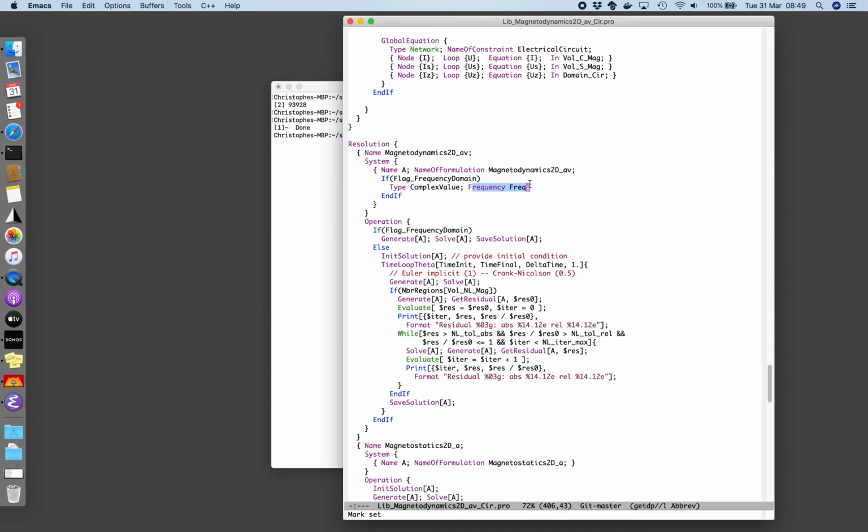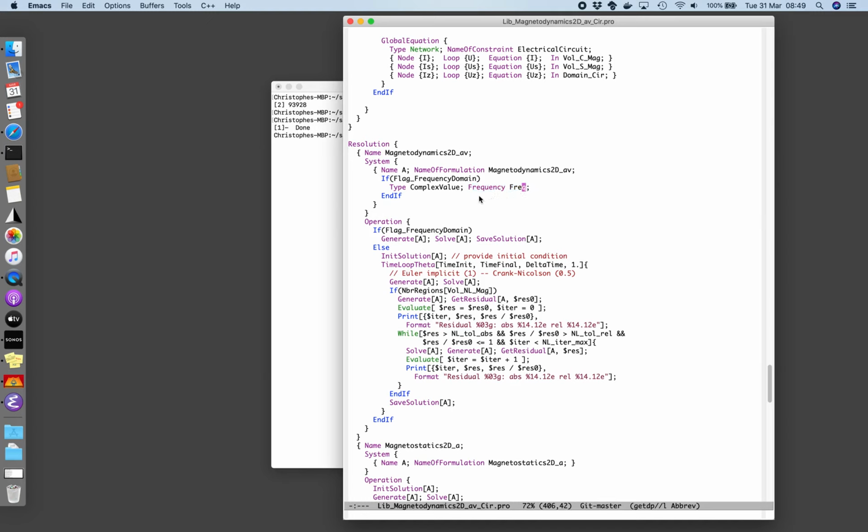The frequency is the stuff that is over here. Omega is 2 pi times the frequency. And why do we need to specify it? Because of the time derivatives. Right? Because of the time derivatives, you have these i omega terms that appear. GetDP does it for you.